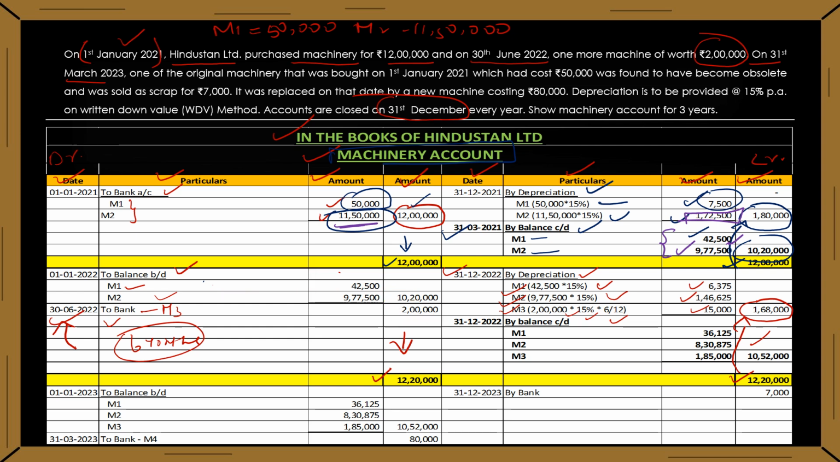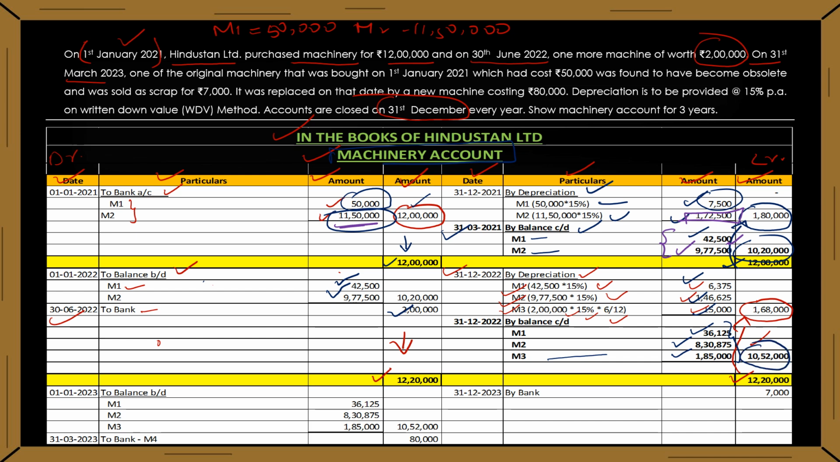Now let us find out the balance of M1, M2 and M3 separately. So 42,500 less 6,375 will give the balance of M1 as 36,125. Similarly, M2, 9,77,500 minus 1,46,625, is 8,30,875, the balance for M2. M3 is 2 lakhs minus 15,000, so M3 will be 1,85,000. On totaling these three balances, we get 10,52,000.